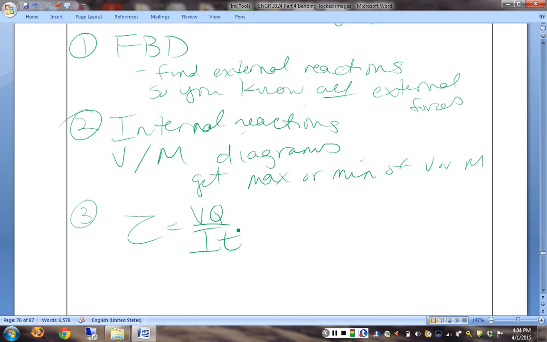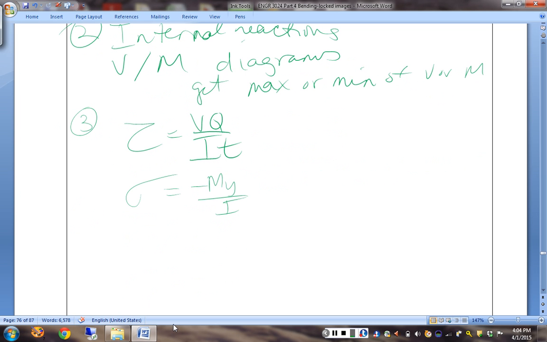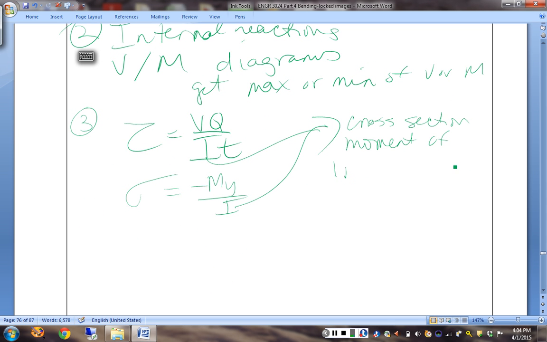The other kind of stress we can get is normal stress, and that one, Mr. Taylor, is which one? Okay, you can get a minus My over I. So what's the missing piece of our puzzle? We have to get the cross-section moment of inertia before we can really go any further. Where do we get that?